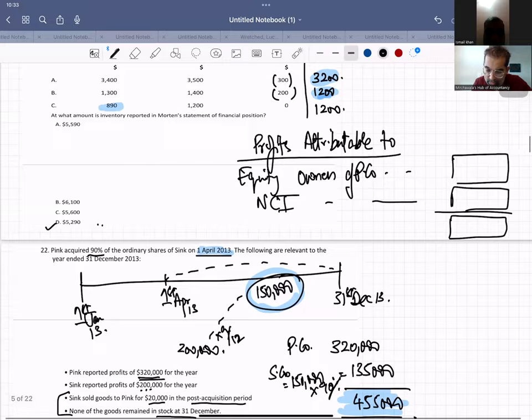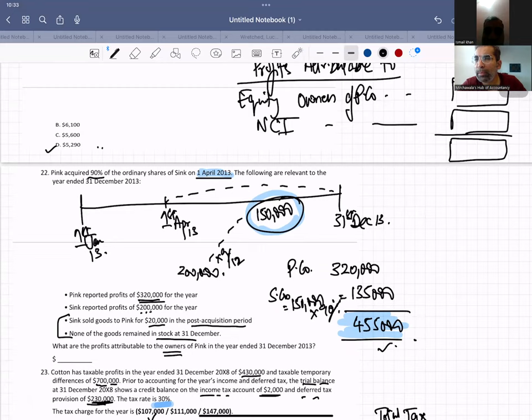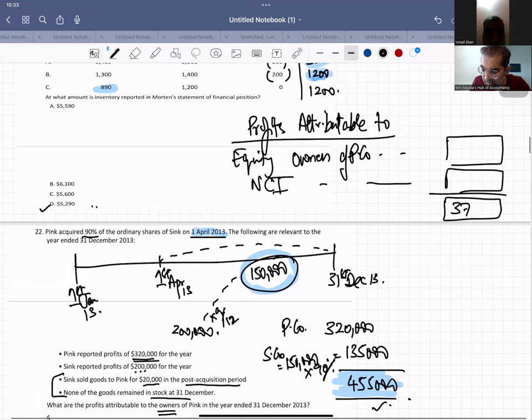Listen, the total profit is 320 plus 150. 320 for the parent company and 150 for the S company of the last 9 months, complete 100%. So 320 plus 150 is, I think, 370,000 is the total profit.